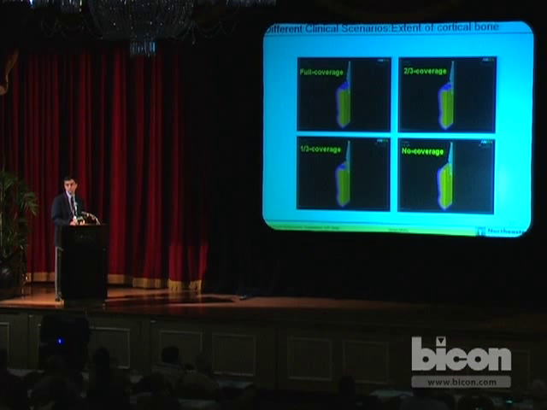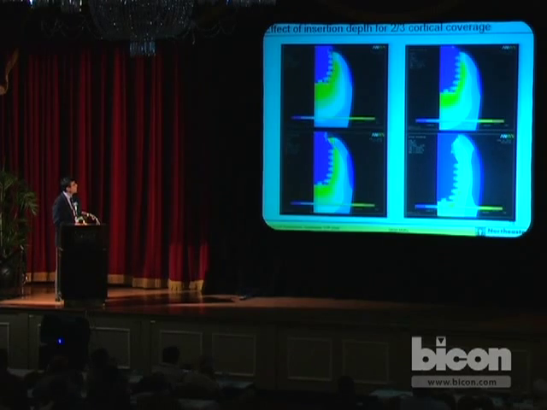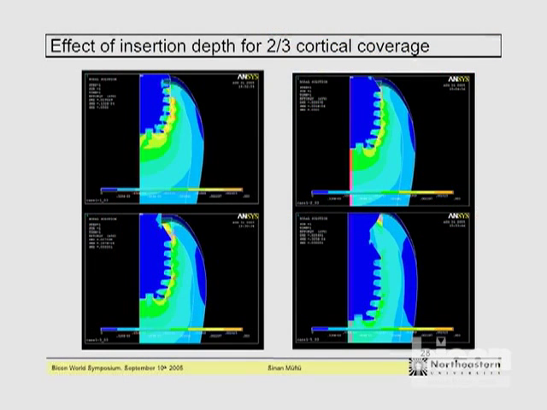So we looked at all those 32 cases, but we are only going to present to you just a few of them, just to give you a flavor, but the results are pretty much similar. So over here, we are looking at the results of the 5x6 Bicon implant, the so-called Fat Boy. And so we are looking at the effect of insertion depth for 2/3 cortical bone coverage. So around the implant, actually, we assumed that the bone is cancellous up to that region.